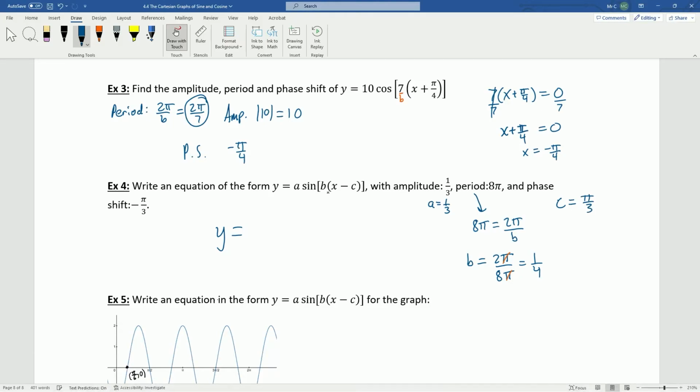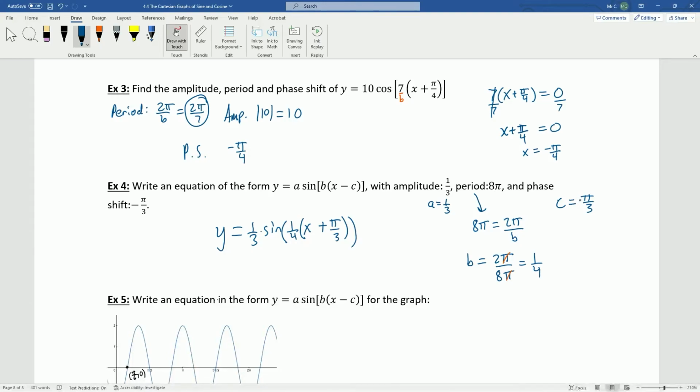So when I write it in this form, I get 1/3 times sine of 1/4 times x minus c, which is pi thirds. Oh, wait, I already wrote that with the... That should be a plus. Okay.